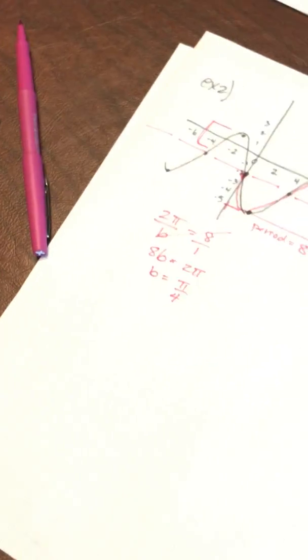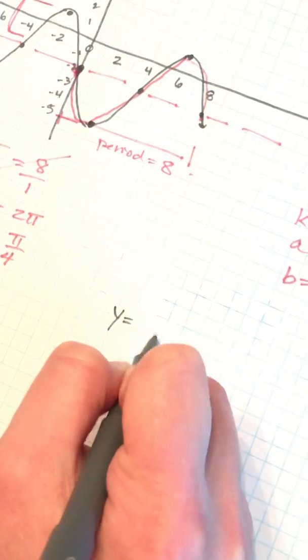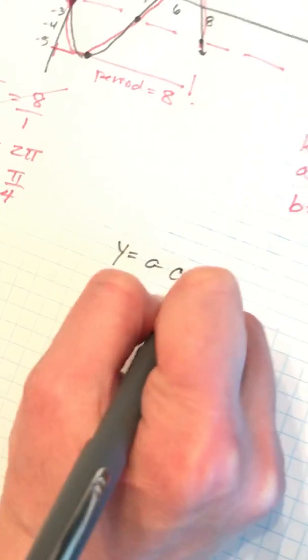All right, next I'm going to decide on if I want cosine or sine. Remember, you can pick either. I'm going to decide on cosine this time. So my cosine function looks like this.